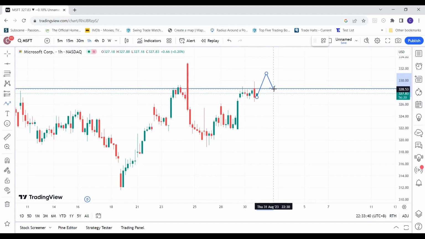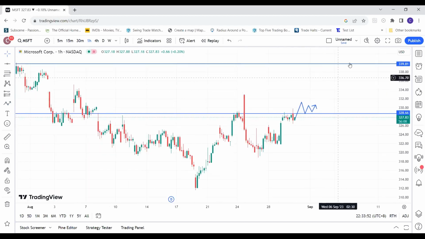No, not exactly the case. You want it to come back down and show a form of rejection. Again, same thing, form a higher low and then go back up. Then we can confidently say that price may continue upward.